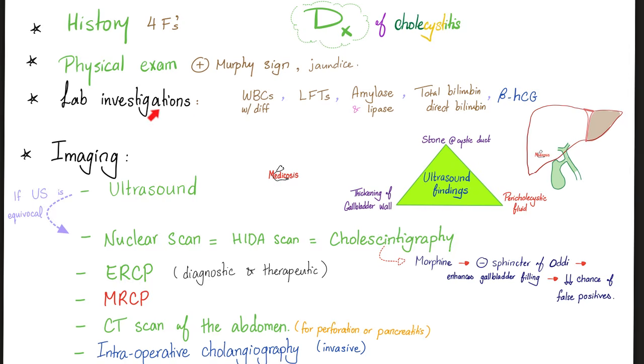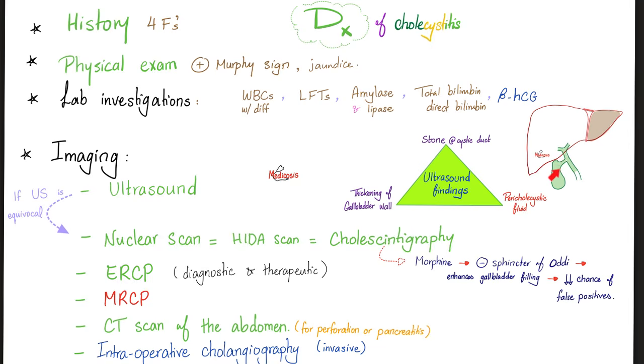History, physical exam, and lab investigations, all of them point to cholecystitis, but the ultrasound was not conclusive. What should I do? Go to the next step. Nuclear scan, aka HIDA scan, which is also known as cholescintigraphy. My goodness. What do we do? Basically, you inject a radioactive material into the patient's vein. Eventually, it will end up in the liver because the liver would like to metabolize this radioactive tracer. After the liver metabolizes, it will dump it in the biliary tree.